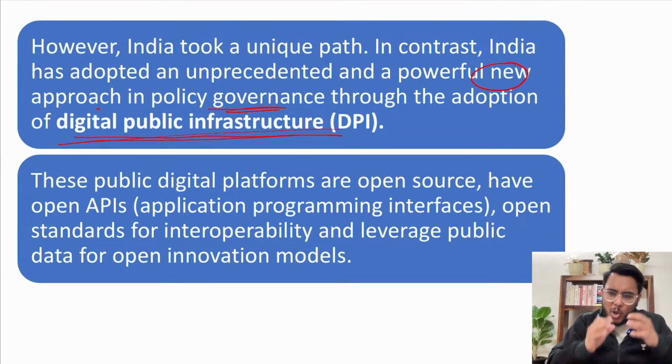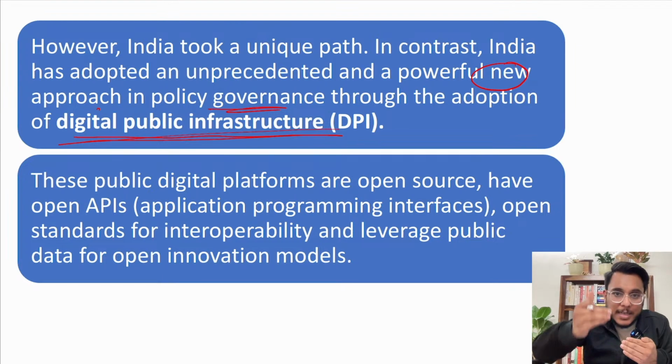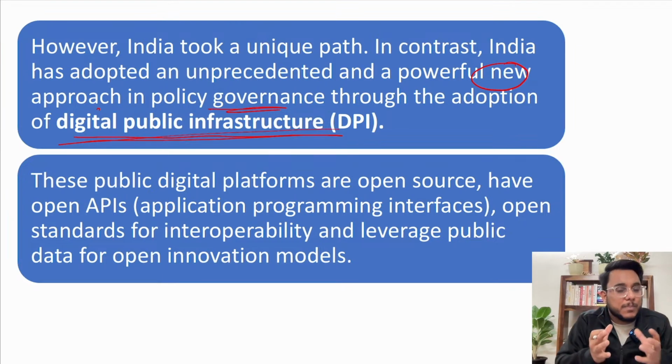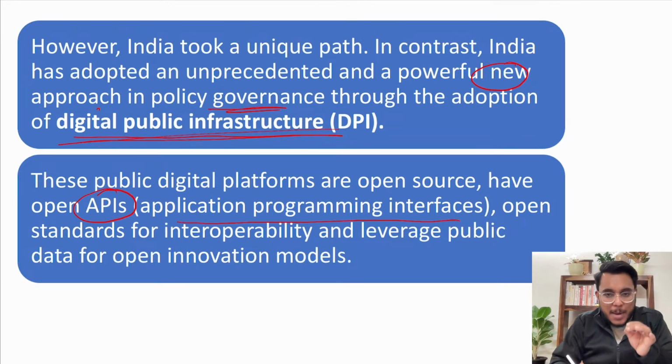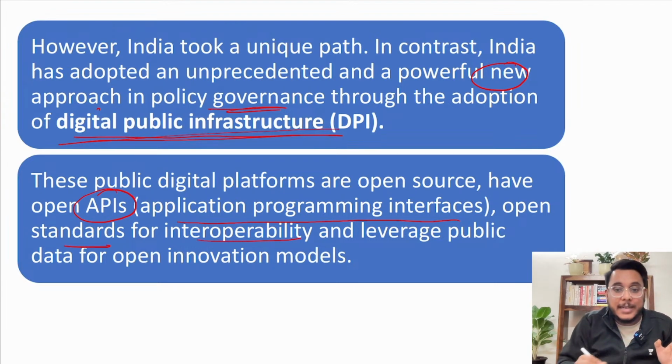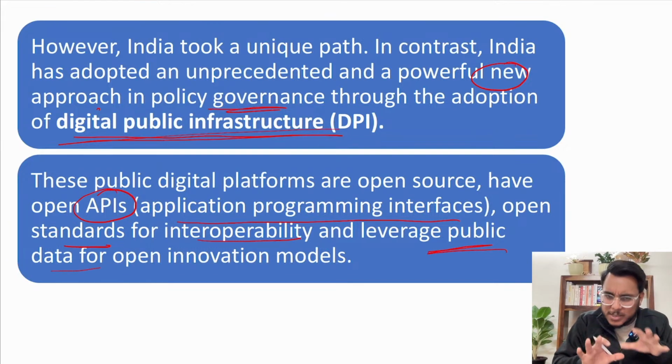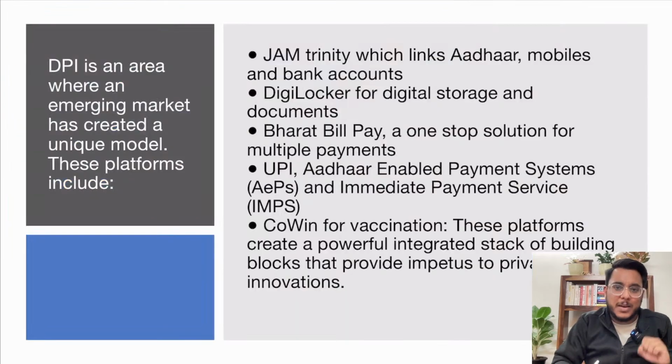Digital public infrastructure. Now understand, this is a very interesting idea. What is the digital public infrastructure? Basically, the government and government entities are innovating in the digital sphere. They are making the platforms and making these particular platforms available as open source software to the private sector. We call these open digital platforms APIs. API stands for application programming interfaces. Okay, and these APIs are open, they are interoperable, and they also leverage public data for open innovation models. I'll explain this with the help of a very simple example.